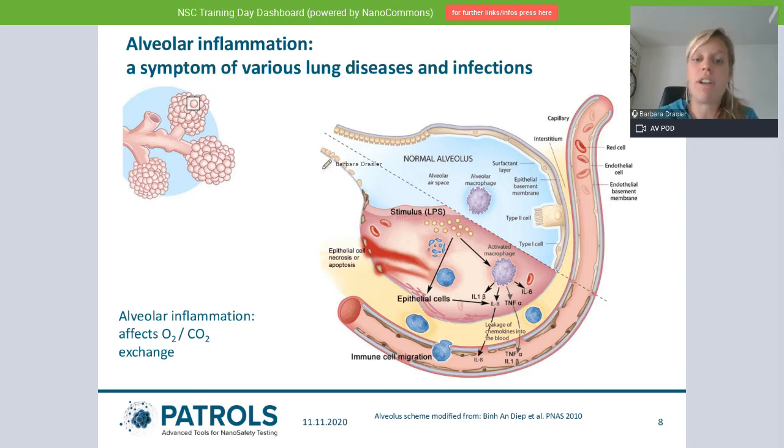Either chronic or even acute inflammation occurs in a variety of lung diseases, such as fibrosis or chronic obstructive pulmonary disease. And it's important because when alveolar tissue is inflamed, this really impairs the gas exchange in the lungs. This then also means that not enough oxygen might be delivered to other organs.